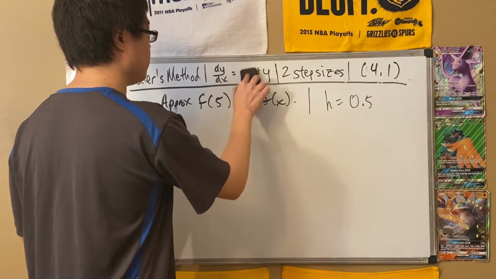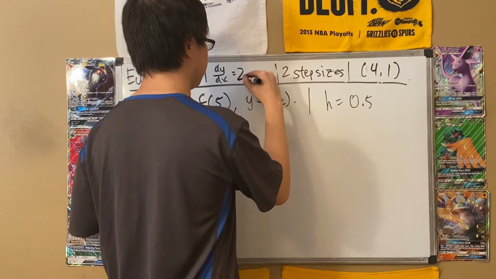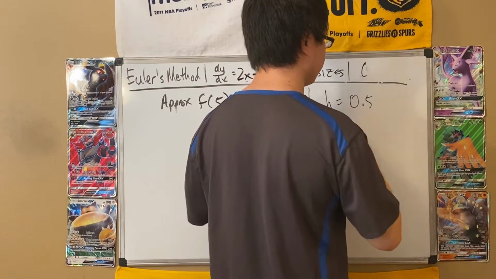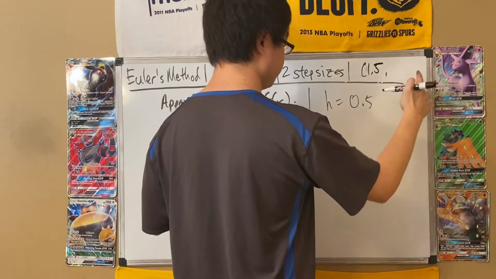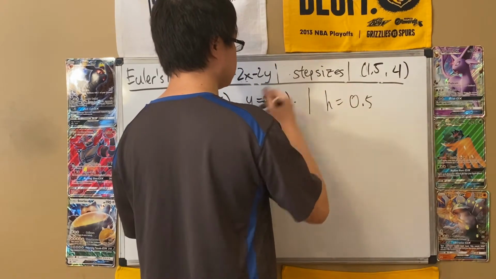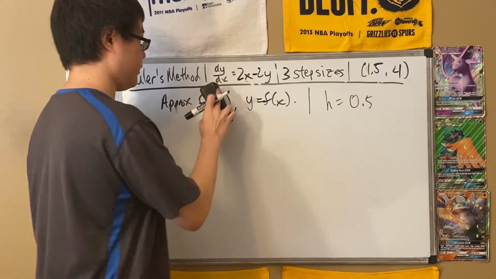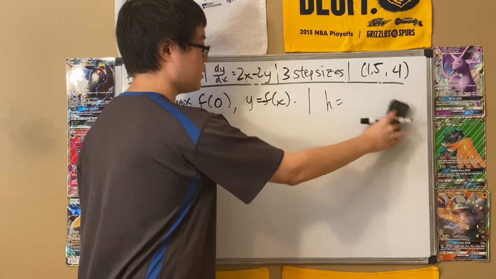So in this case, what I'm going to do is I'm going to have 2x minus y, I think in this case. Let's actually have 2x minus 2y. Then we are going to have 1.5 as my initial x. And we are going to have something like 4 as my initial y. We're going to have 3 step sizes. So again, everything above here is our given stuff. Then this is going to be the question, f of 0. And then we're going to try to do this.